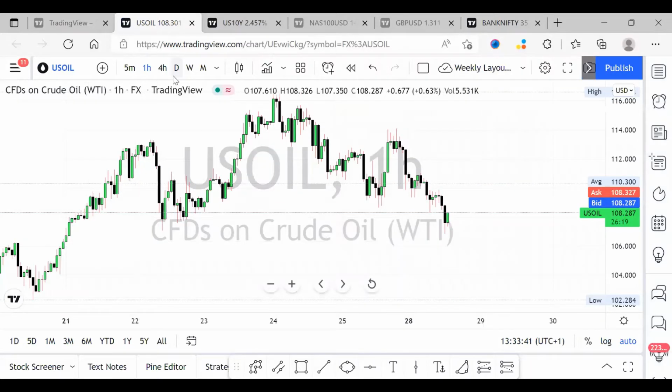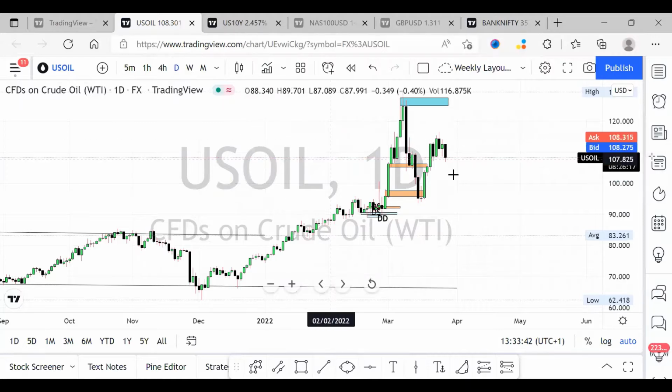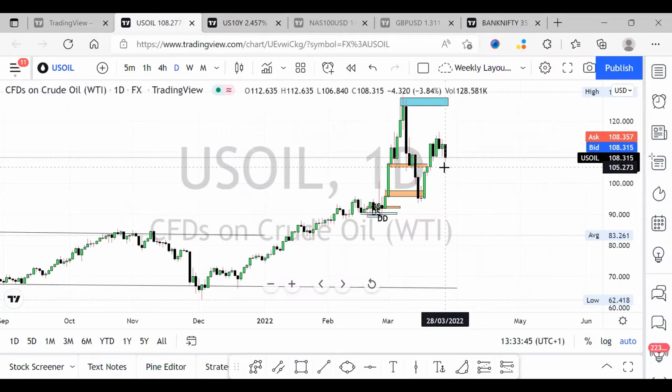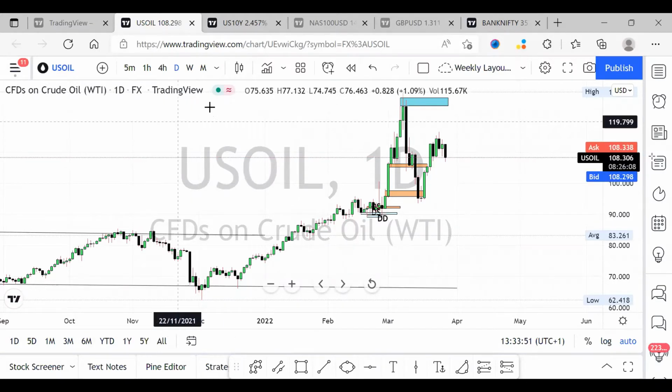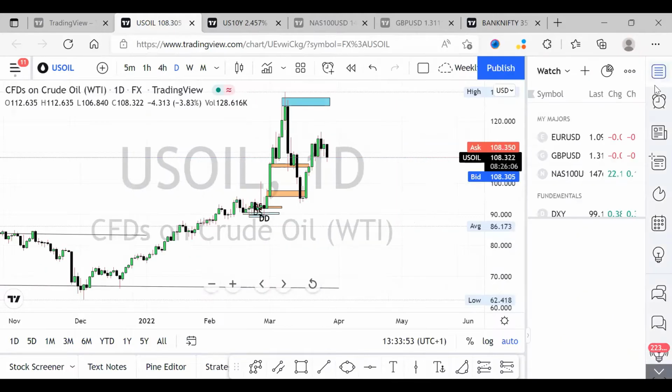If we look at it from the daily point of view, we're starting to go into bearish territory. So this overall will be, sorry, that's not the US Treasury, that's the US oil.